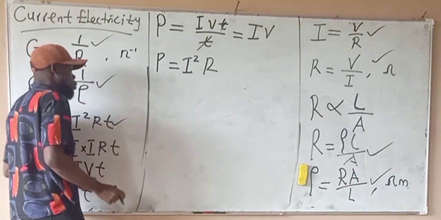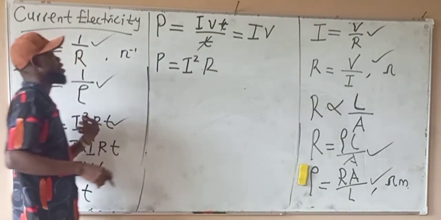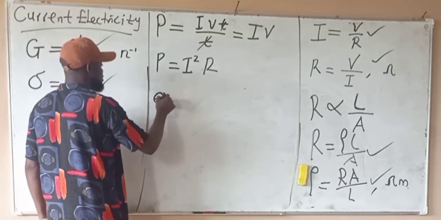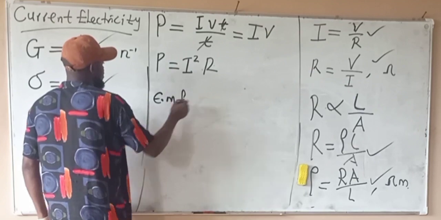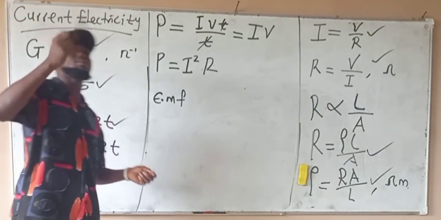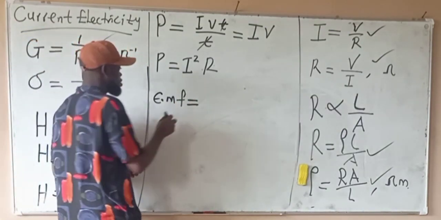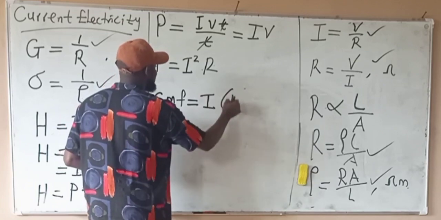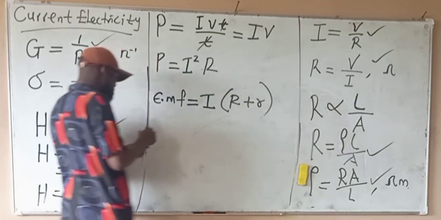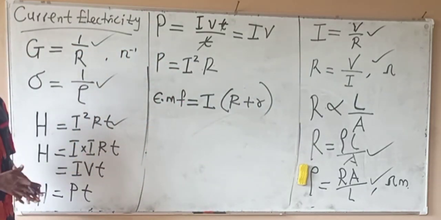Now, the EMF of the cell. Let's just introduce this one, although we have not entered this cycle. We call it EMF of a cell, which is the electromotive force of that cell. It is equal to I bracket R plus r, where this small letter r is called the internal resistance of the cell.